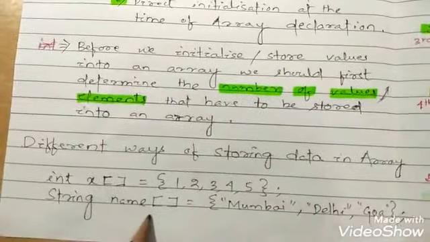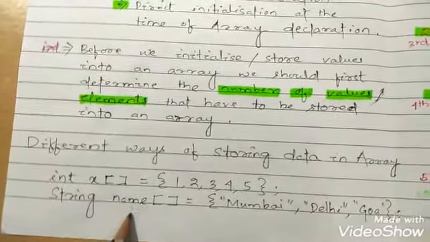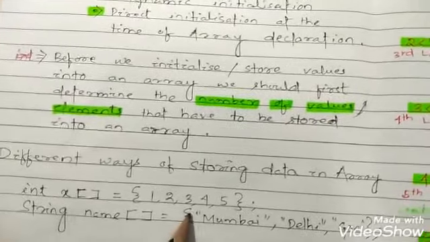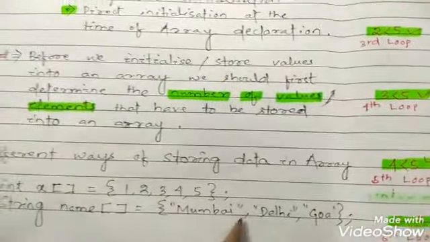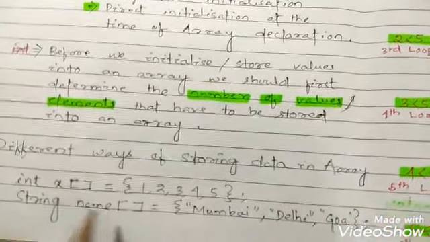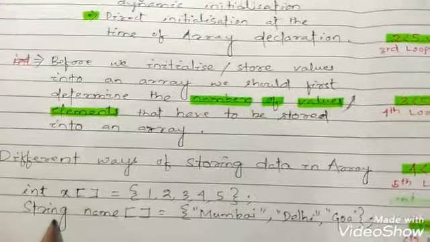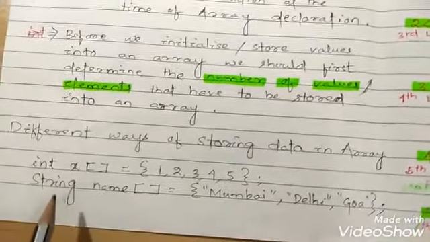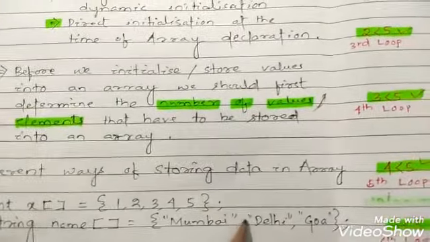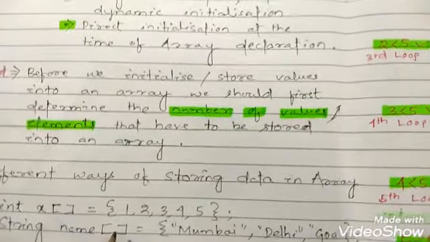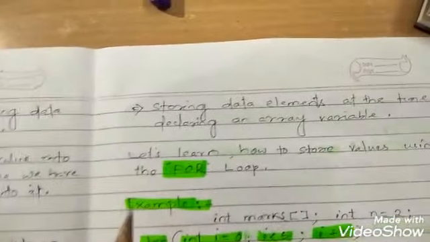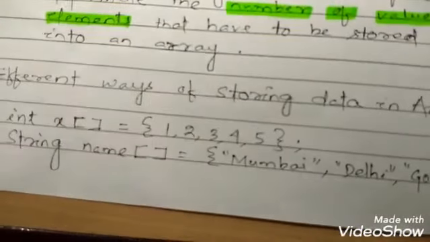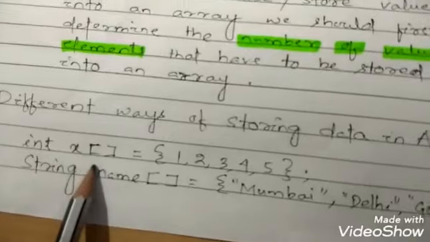Now String name. This is another variable, maybe the city's name, array. Then what I have written? Mumbai, Delhi and Goa. Three cities' names I have stored here. So here you can see this is one way of storing data into the array variable at the time of array declaration. I have declared the array here. At the same time, I have stored the values into it. Whatever you have seen here is storing the data at the time of declaration of the array.